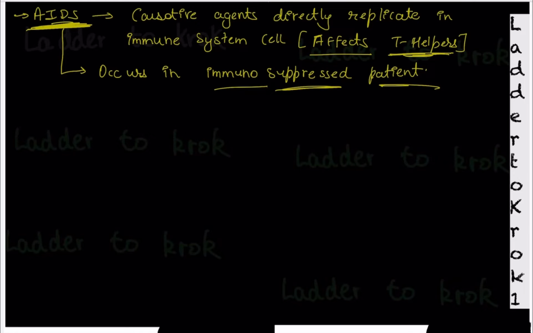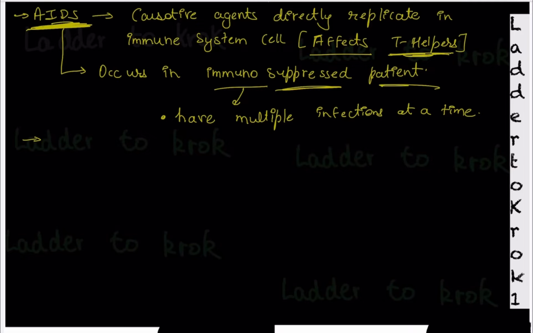Now what do you mean by an immunosuppressed patient? Basically, they have multiple infections at a time. Their immune system cannot fight even very basic bacteria or viruses. So they have multiple infections at a time.